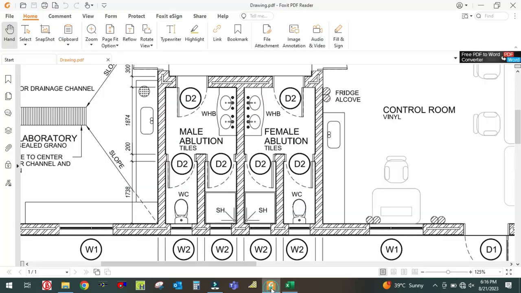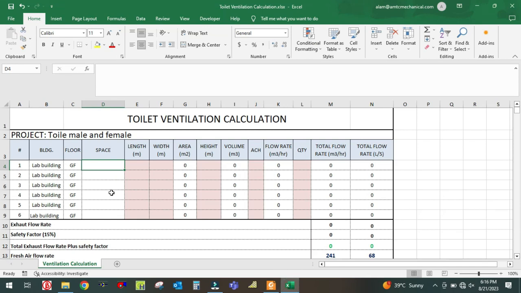And the space. The space is male evolution, male WC, male shower. So simply enter here male evolution, male WC, male shower. Then female evolution, female WC, female shower. Just enter these values.